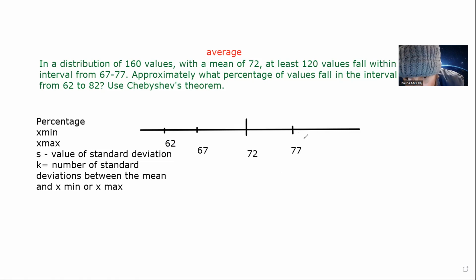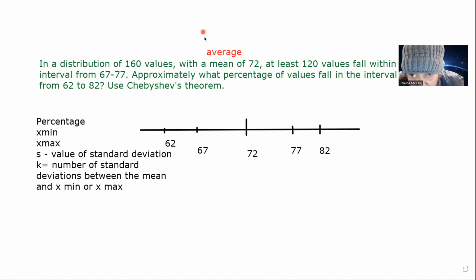So now we really want to know, I can use this one. So I'm going to say that this is 82, right? So we know some things, but we don't know enough yet. This is 82, right? Now we want to know what percentage of values fall in this interval from 62 all the way to 82, but that's not the interval that we have.